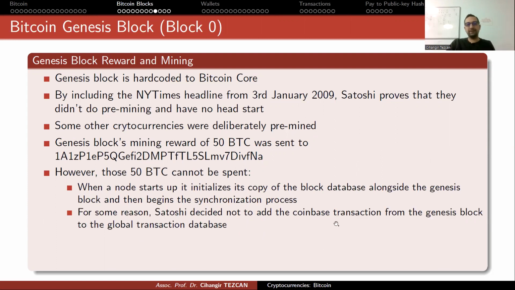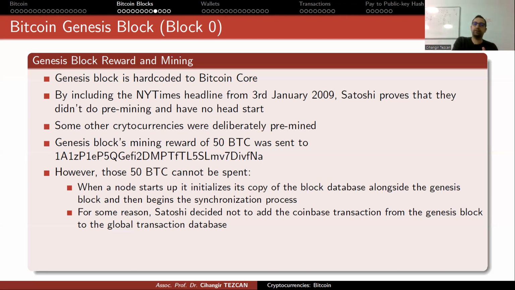For some reason, Satoshi decided not to add the coinbase transaction from the Genesis block to the global transaction database. Some people think that this is a mistake, a human error. But I think here Satoshi is again trying to show that he hasn't had a head start. So he's deliberately destroying those 50 Bitcoins, saying that I'm starting at the same time as you.